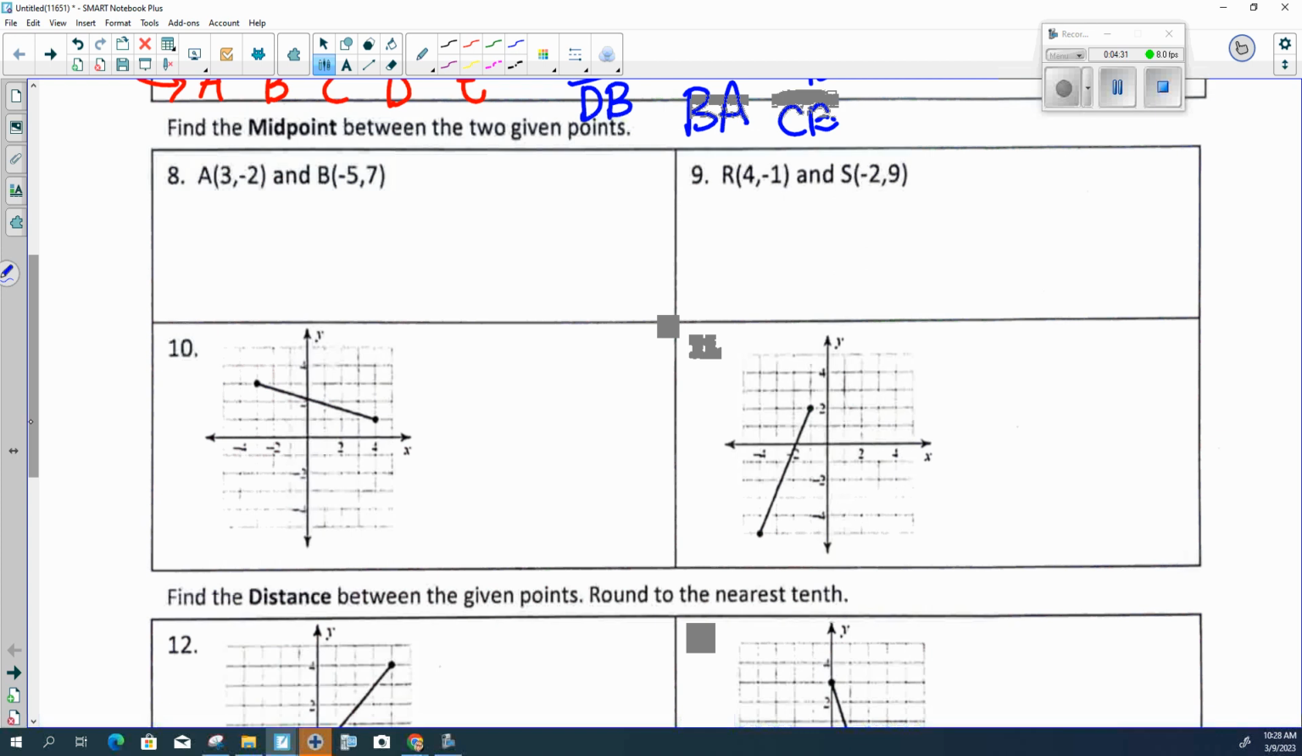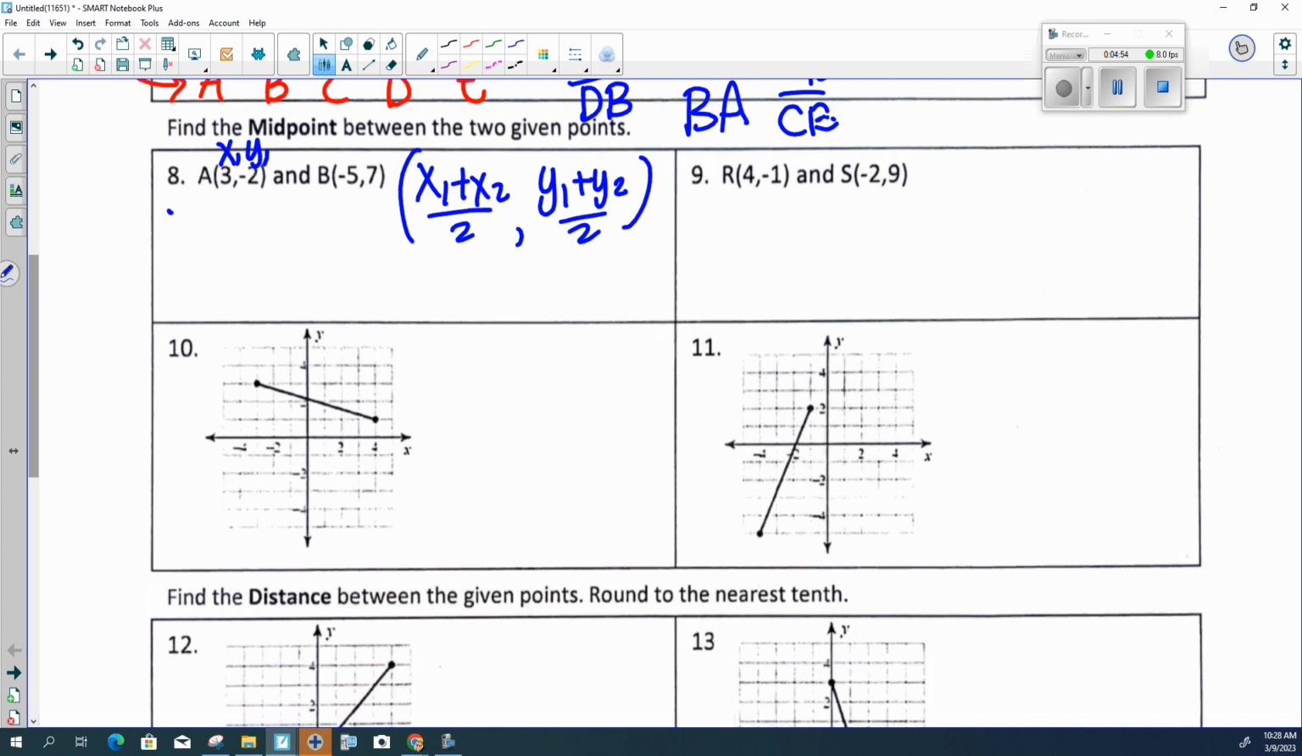When you find the midpoint between two points, you're finding the average. So x1 plus x2 divided by 2, that's how you find the average. You add numbers together and you divide it by the number of values. So this is my formula that I'm using for the next couple problems.